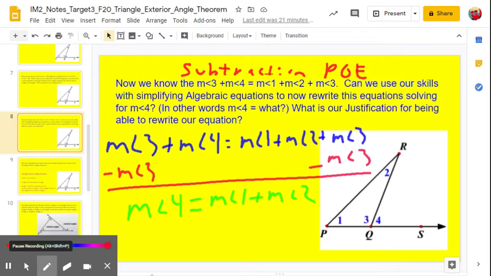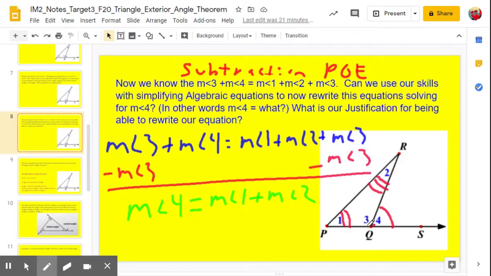So we finalize this. We now have an equation where we've solved for the exterior angle, and we can see that the measure of this exterior angle 4 equals the sum of angle 1 plus angle 2. And that will work for all situations with triangles where you have an exterior angle and these two angles here, which we're going to call remote interior angles.